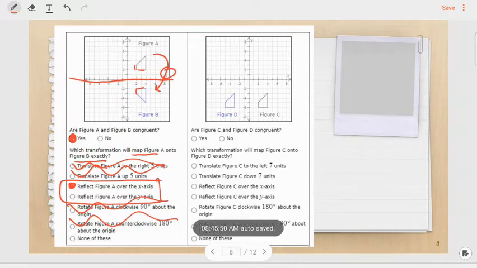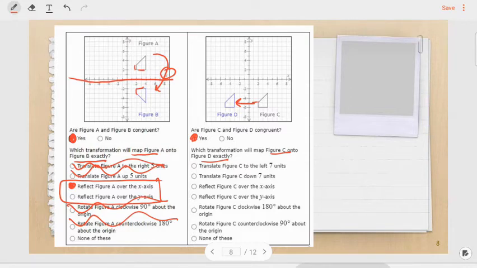Are figure D and figure C congruent? Okay, well, 1, 1, 2, 2, 3, 3, and yeah, they're congruent. Now, what transformation occurred? Well, it doesn't look like it flipped, but it did move from this quadrant to this quadrant. Notice it says from C to D, so make sure you're careful with those directions that we're going.